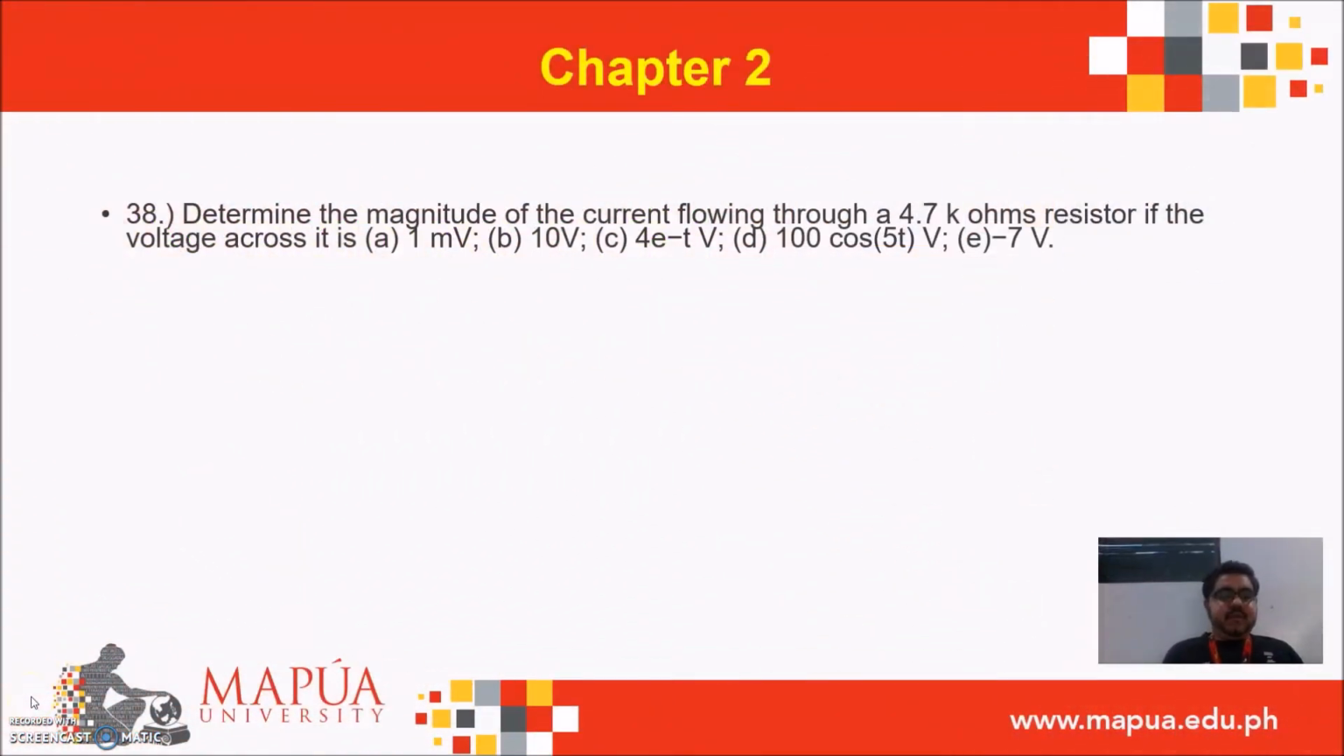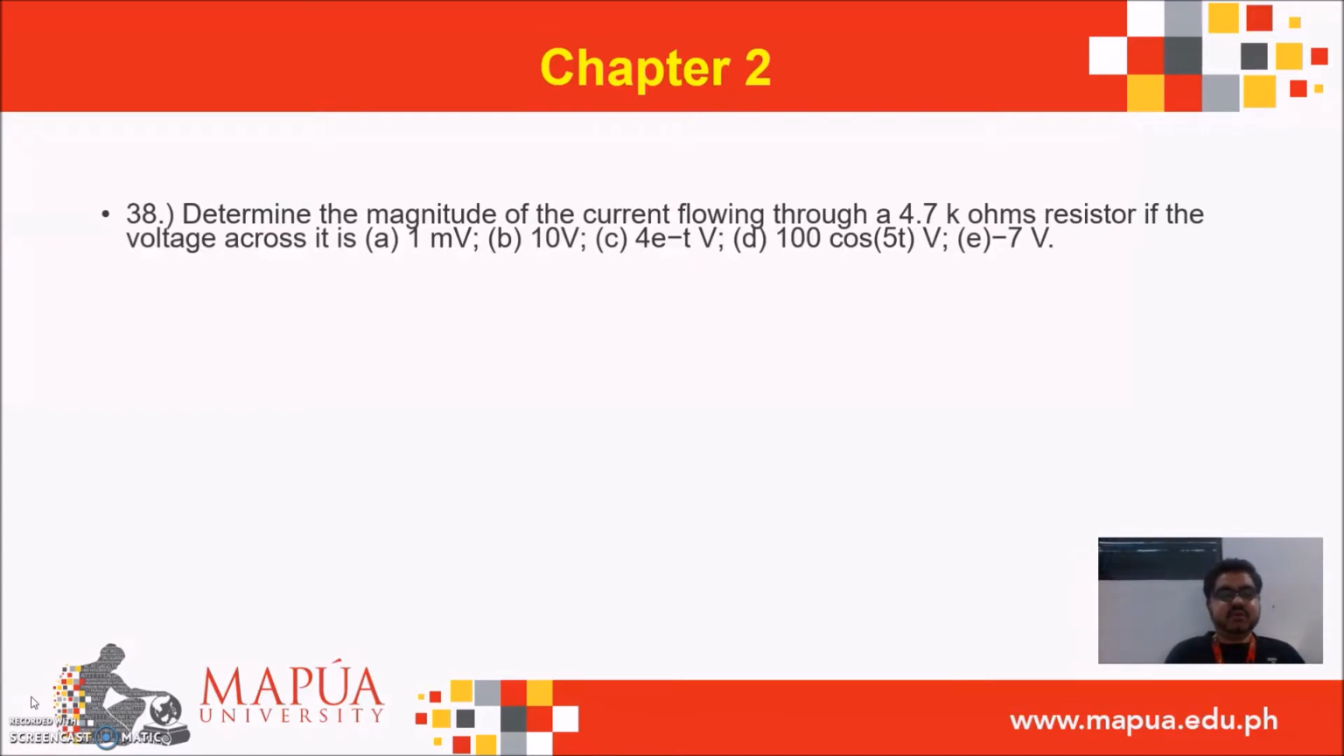Chapter 2, problem number 38. Determine the magnitude of the current flowing through a 4.7 kilo ohms resistor if the voltage across it is: for letter A, 1 millivolt; for letter B, 10 volts; for letter C, 4e raised to negative t volts; for letter D, 100 cosine of 5t volts; and for letter E, negative 7 volts.